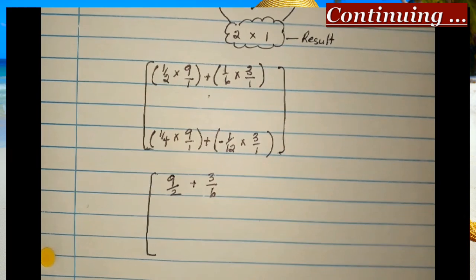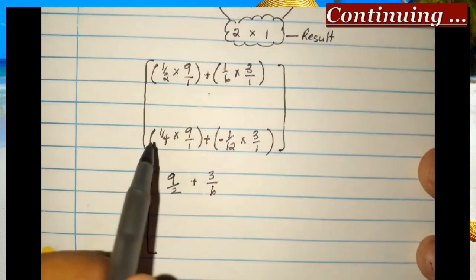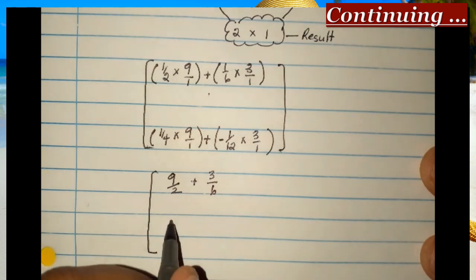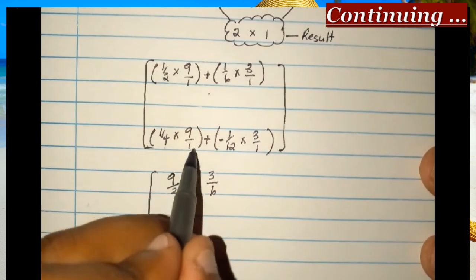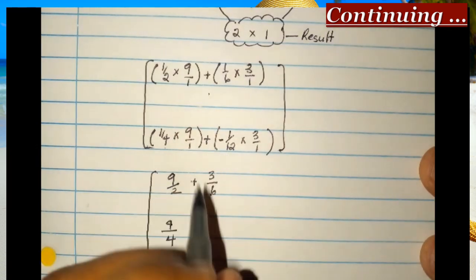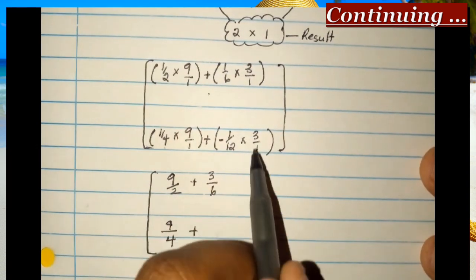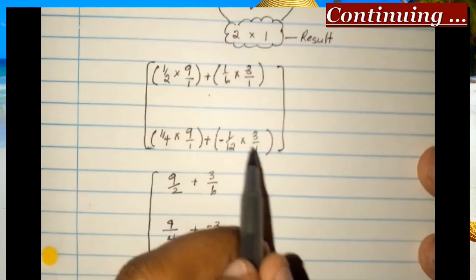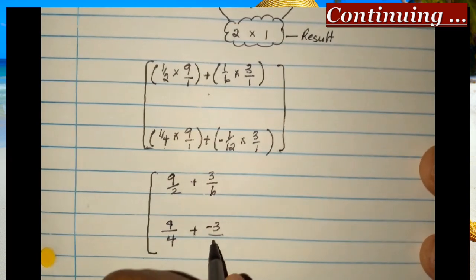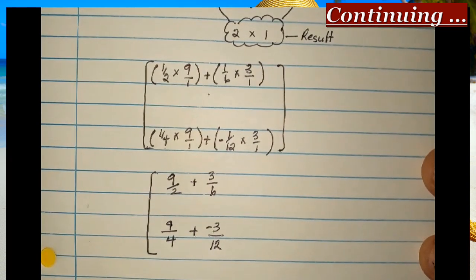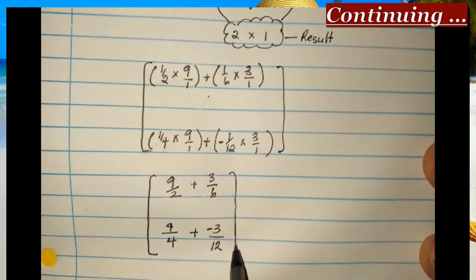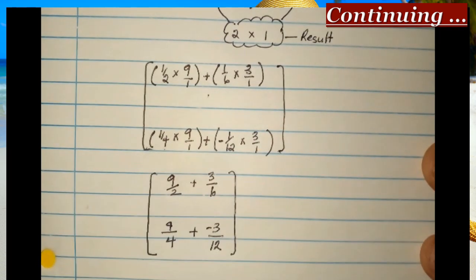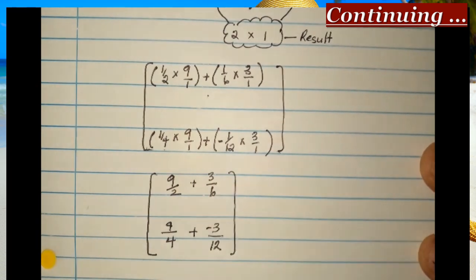Finish with the top one, taking my time, working it out. 1 times 9, 9, and 4 times 1, 4, plus negative 1 times 3, negative 3, over 1 times 12 times 1, 12. Great. And the reason why I didn't say negative 12 is because I just applied the negative to one of the parts of the fraction, right? And it was just easier for me to apply the negative to the 1.